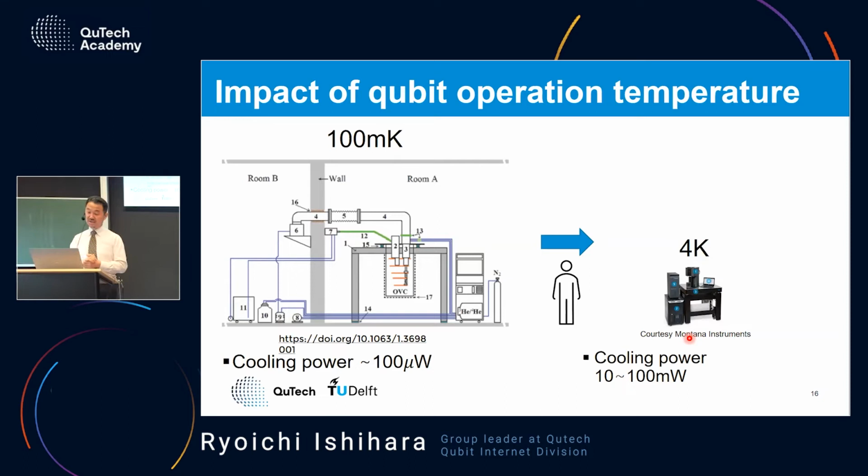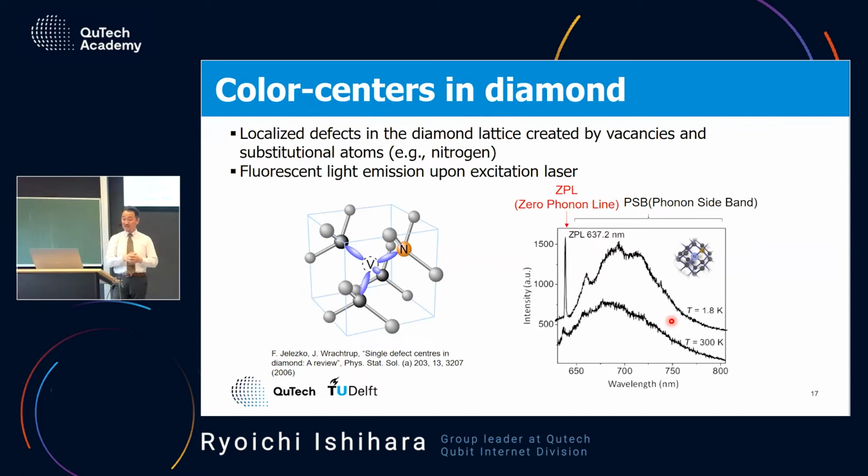I know many are working on cryogenic operations. In general, let me explain how the color centers in diamond work. Color centers are localized defects in diamond. An electron is trapped, as you can see, and fluorescent light is emitted if you excite this defect. For example, red light is emitted. This is called the zero phonon line. It is a very sharp peak, and there is a broad peak called the phonon sideband.